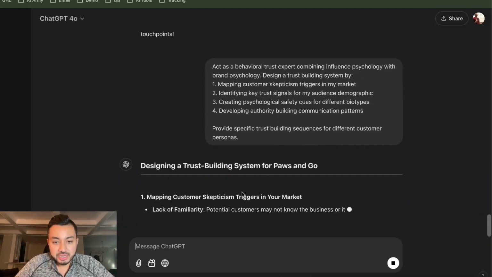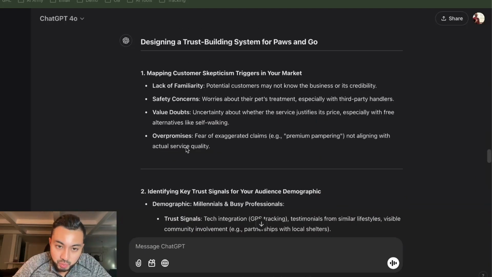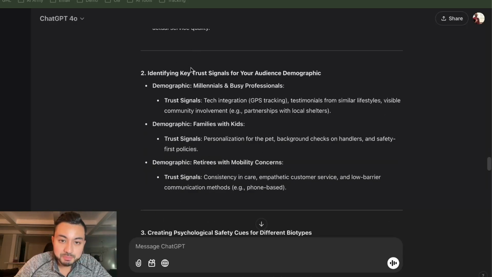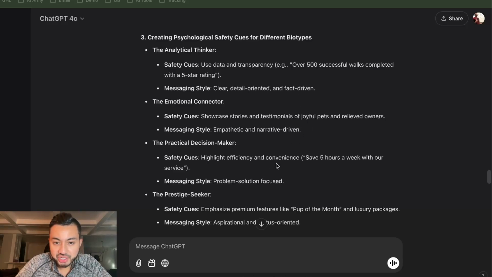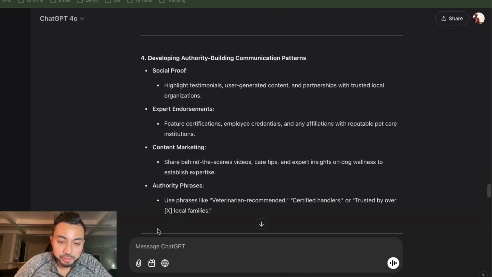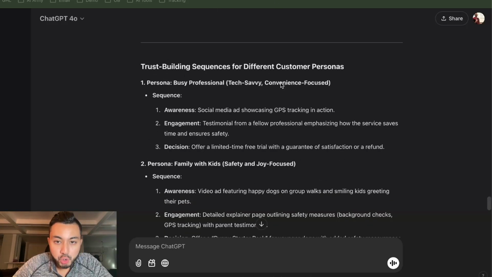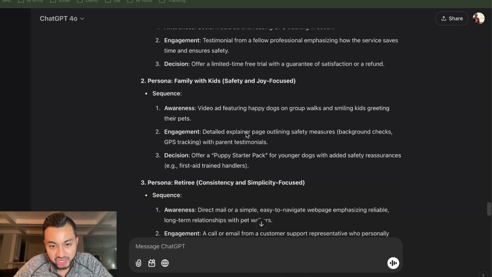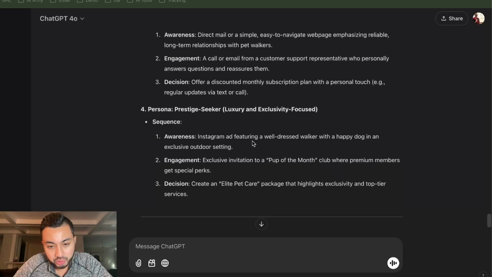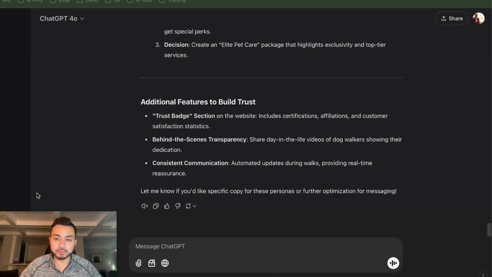Here comes in the analysis, and boom, here it is. Here is what the customers are most skeptical about. Here's how we can build trust per each different demographic that we serve. Here's how we can create messaging for different types of buyers so that they feel safe and secure with us. And here's how we can build our authority in the market. And then boom, right here are all of the suggestions that ChatGPT is giving us in order to do everything above. Just great stuff. And by the way, make sure you stick to the end of the video because that's where I'll tell you how to get these prompts, or you can just copy and paste them.